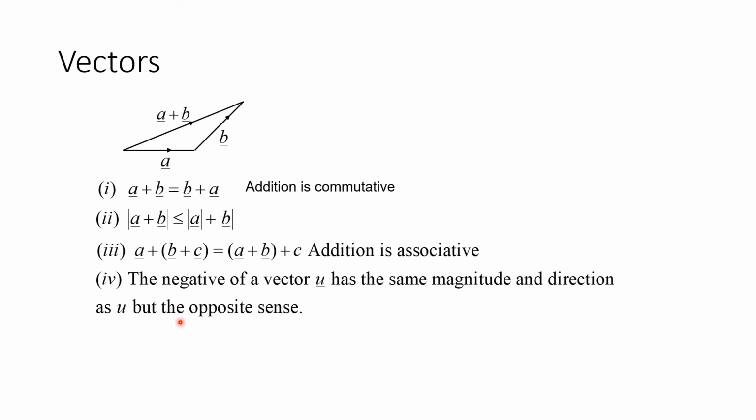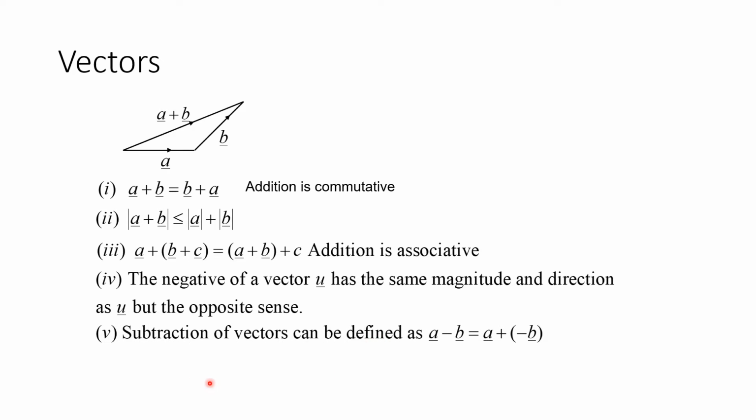Besides that, the negative of a vector has the same magnitude as the original vector, but in opposite sense. Because negative here represents the change in the direction, but the magnitude is the same. Okay. Next, the fifth property is subtraction of vectors can be defined as addition of the negative of a vector. So A minus B equals A plus negative B.